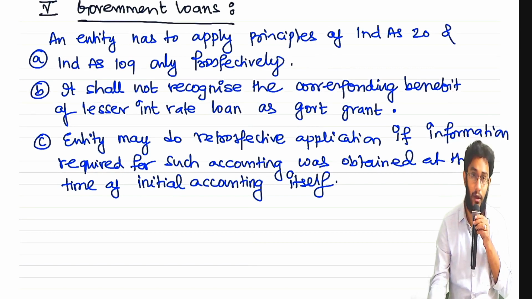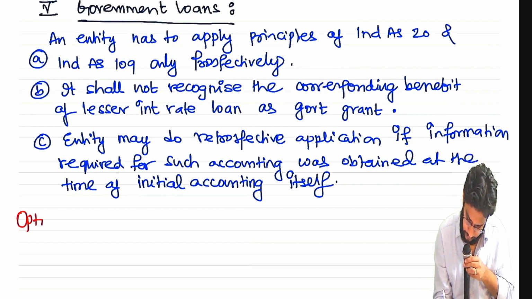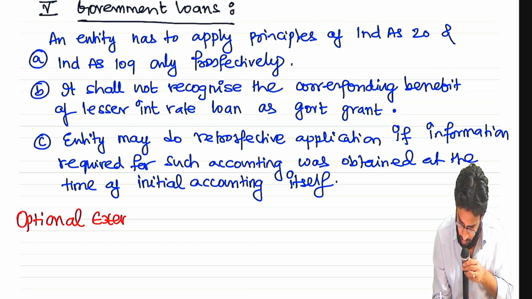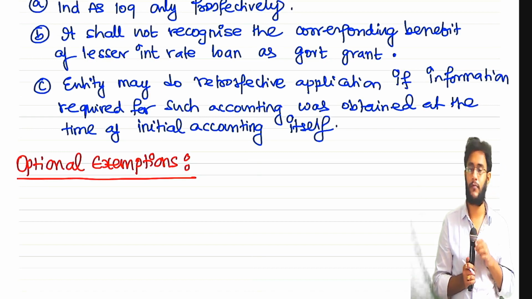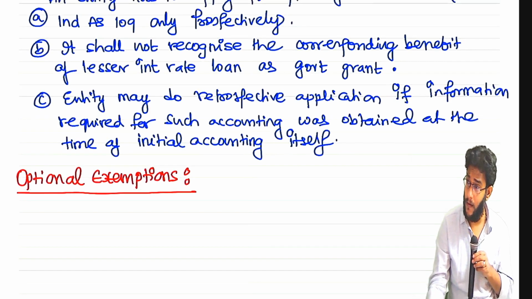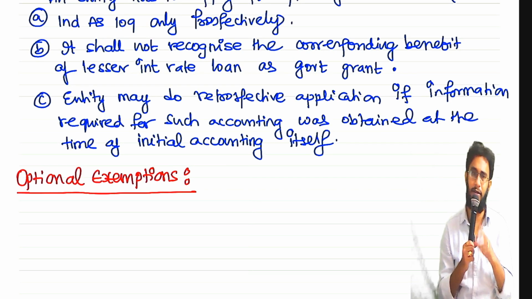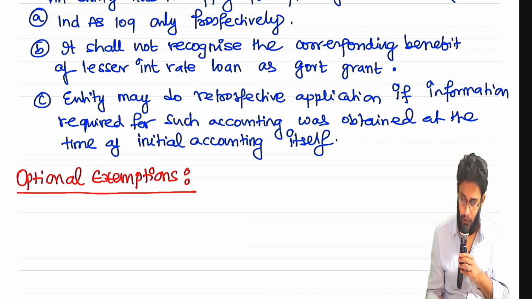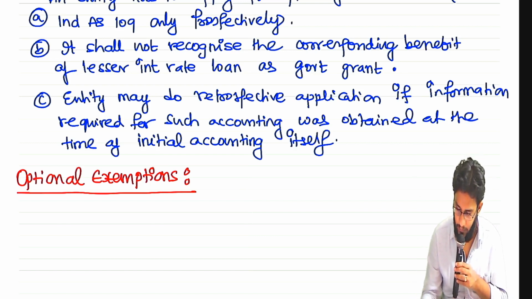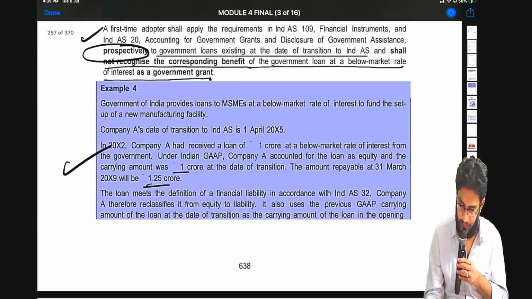So guys, if you have done with copying this, we will move on to optional exemptions. There are many in this, sir. We are hardly going to cover some 6 or 7 items, but that will be more than sufficient for your examination. Okay, sir, I'm moving further. We'll discuss, and then we'll come back and write down the notes.